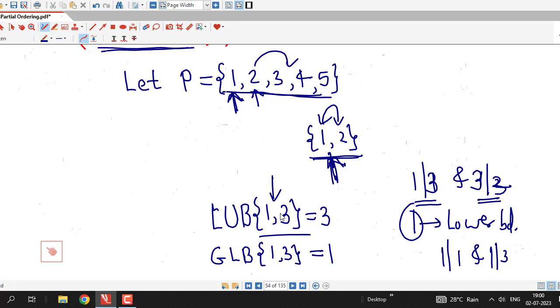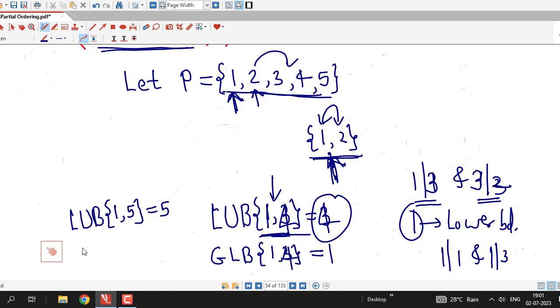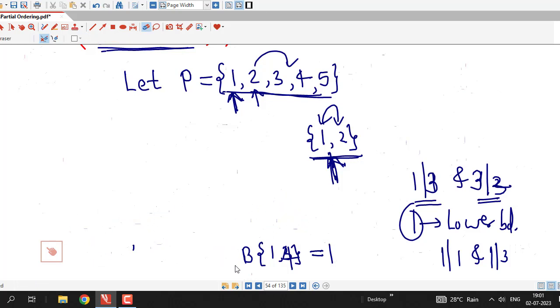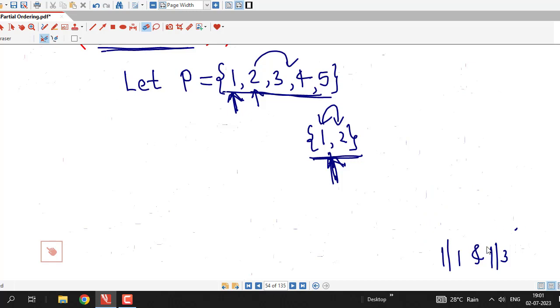Then if you check for 1 and 4, then also you will have 4 here and 1 here. The least upper bound of this set 1, 4 is 4, and the greatest lower bound is 1. Similarly, if you check for 1 and 5, you will find that the least upper bound is 5 and the greatest lower bound is 1. Now I have checked all the possible pairs in which the first element is 1, and we obtain least upper bound and greatest lower bound for all of them.